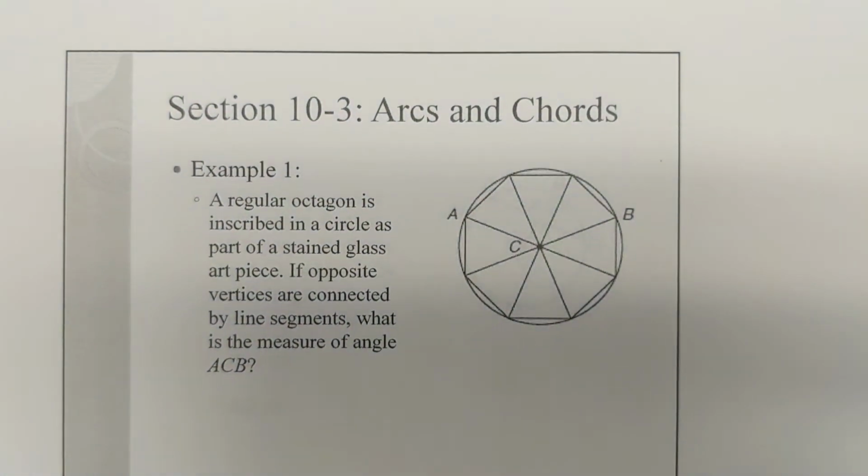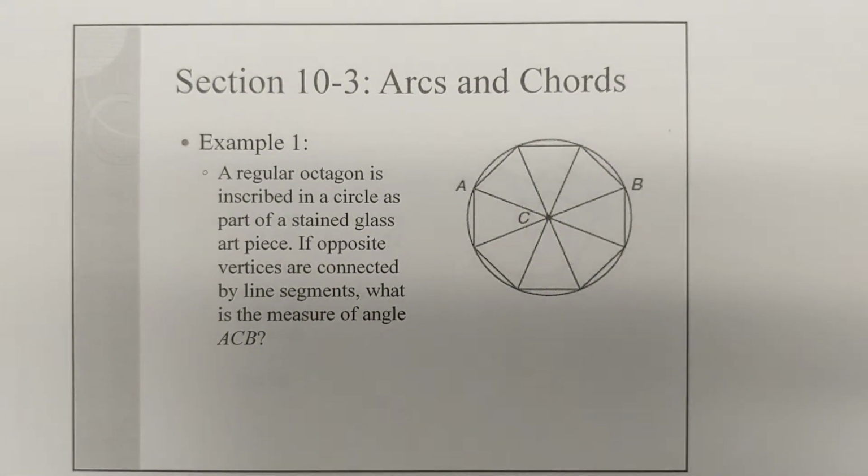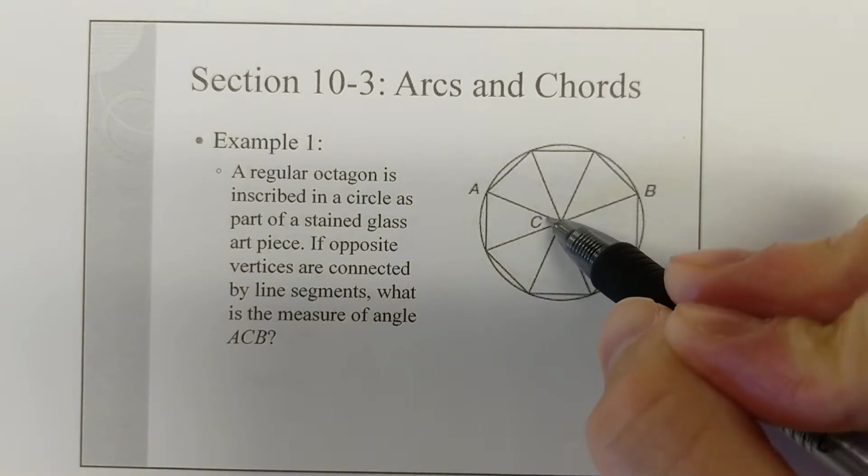All right, so example 1 here: a regular octagon is inscribed in a circle. It's part of a stained glass art piece. Its opposite vertices are connected by line segments. What is the measure of the angle ACB? So I'm going to find that measure.